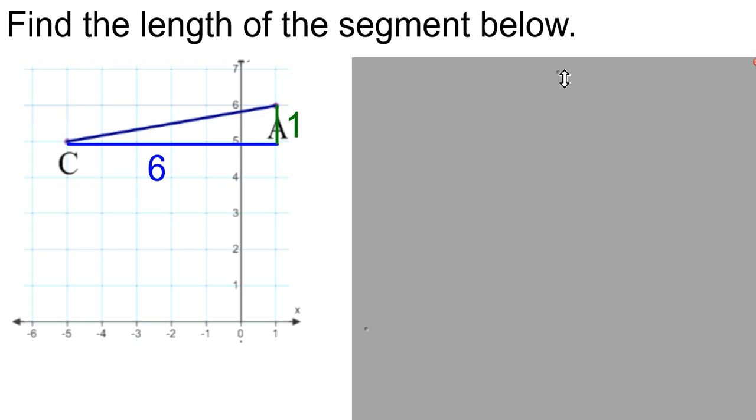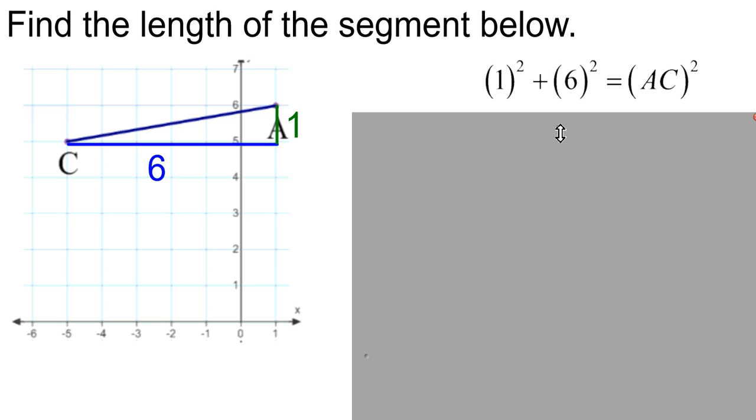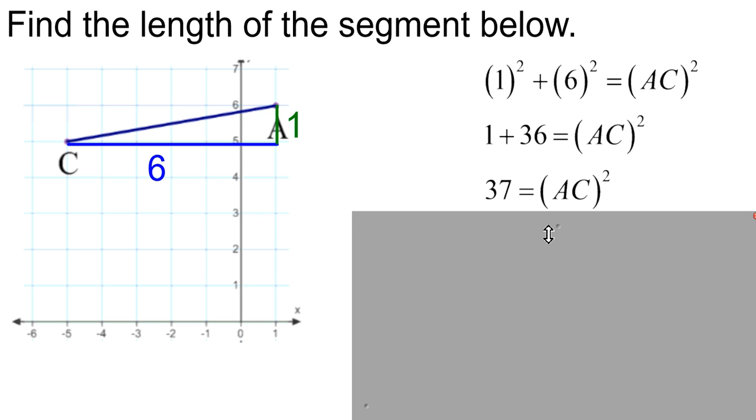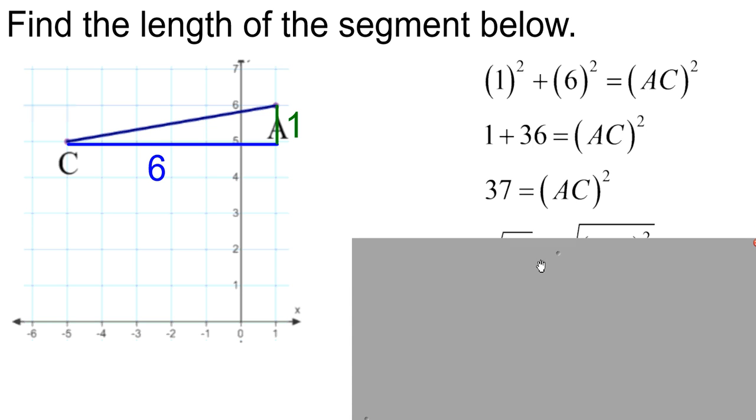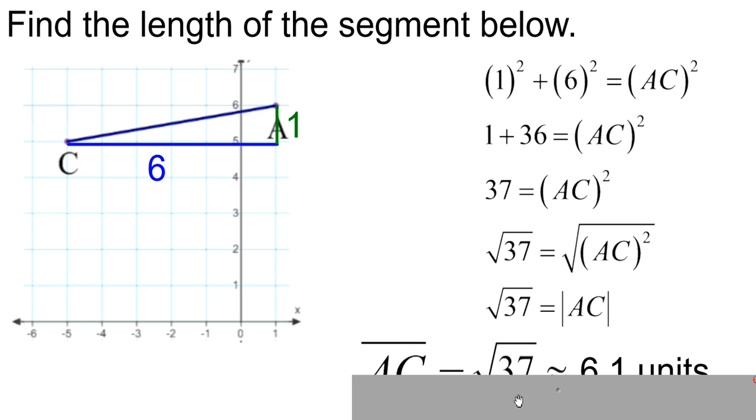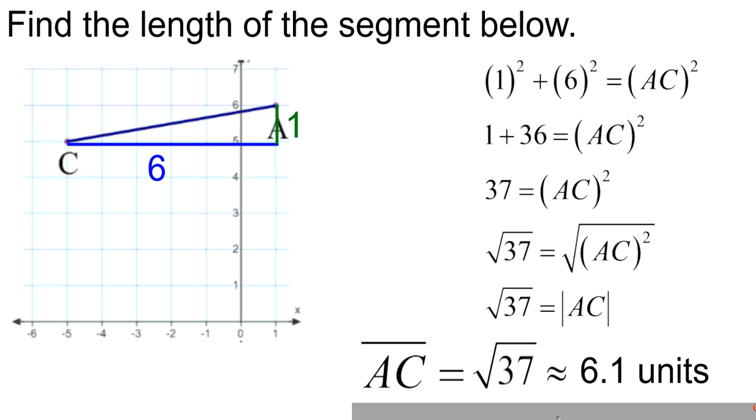So remember, the sum of the two legs squared is equal to the hypotenuse squared. So 1 squared plus 6 squared is equal to AC squared. Well, we know 1 squared is 1 and 6 squared is 36, and we add those together, we'll get 37. And that's equal to the hypotenuse squared. So if we undo the squared with the square root, we know that the length of AC should be the square root of 37. If we want to do the decimal approximate, we say approximately 6.1 units. But the square root of 37 units is just fine.